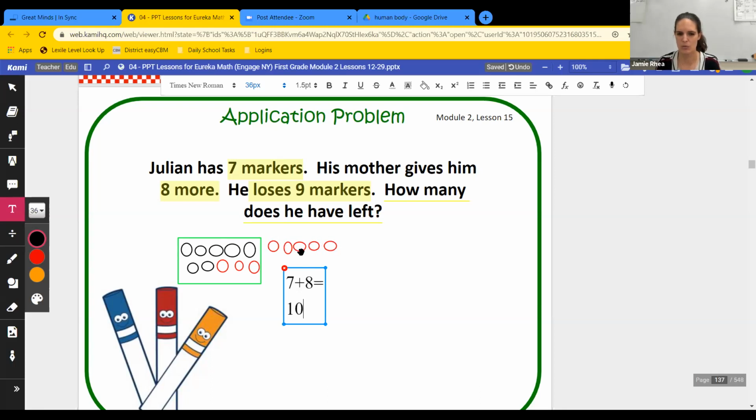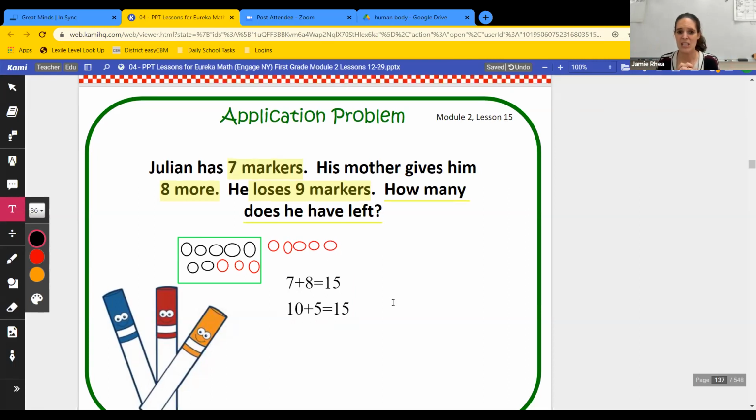1, 2, 3, 4, 5. So let's add 5 more to it. What's 10 plus 5? You're right, 15. So now I have 15. So 7 plus 8 is going to be 15. Now we're not done yet. We just know that he has 15 markers altogether, right?